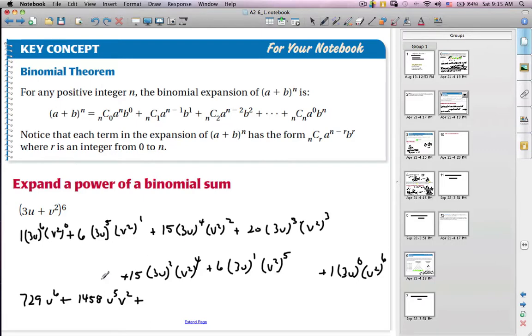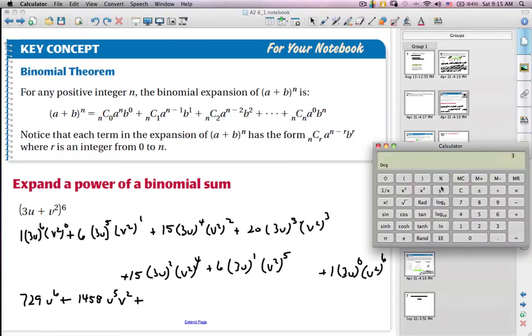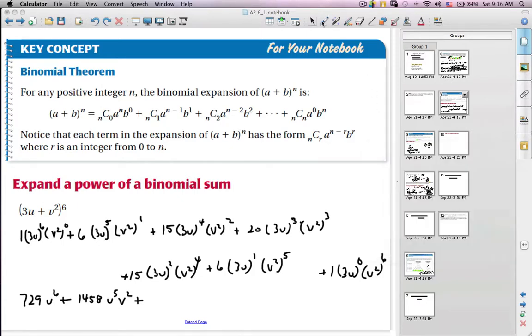Now I have to take 3 to the 4th power to do this one. Okay, so I'm going to do 3 to the 4th power. That's 81. But I have to multiply it times 15. 1215. Okay, so 1215. u will be to the 4th power. And v squared squared is v to the 4th. I got to make sure my u's look like u's.